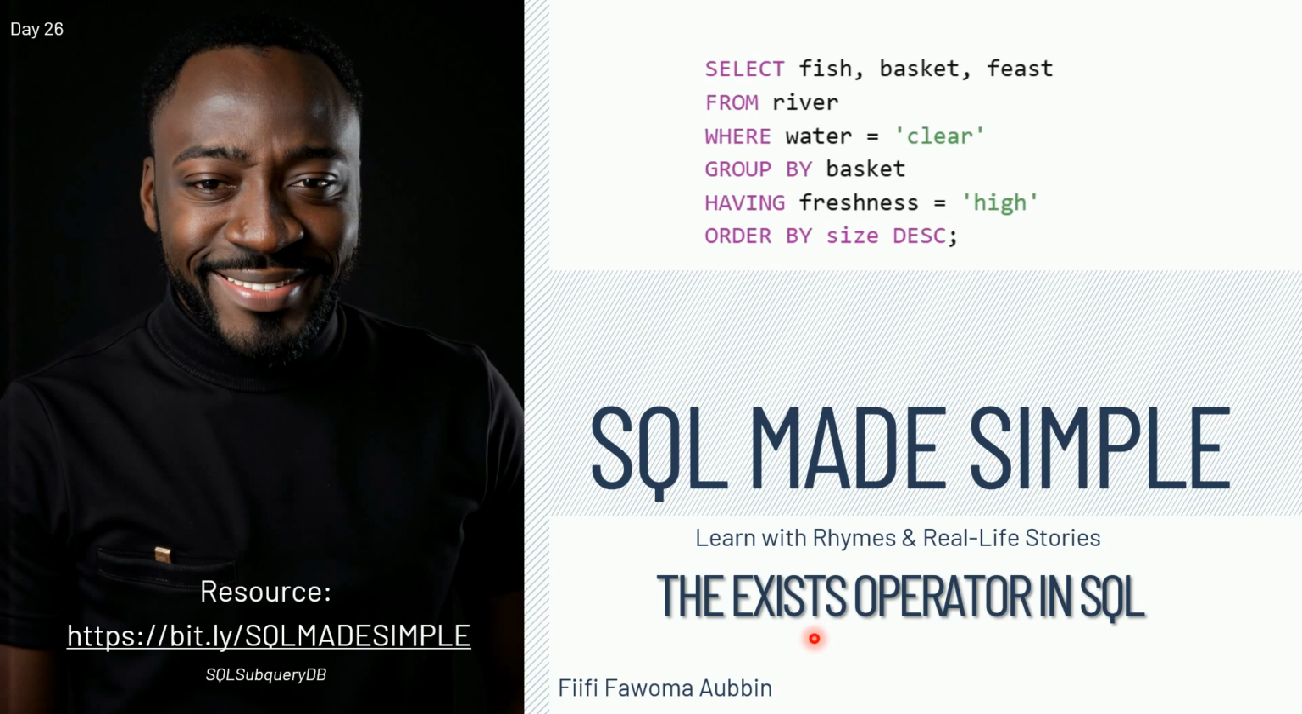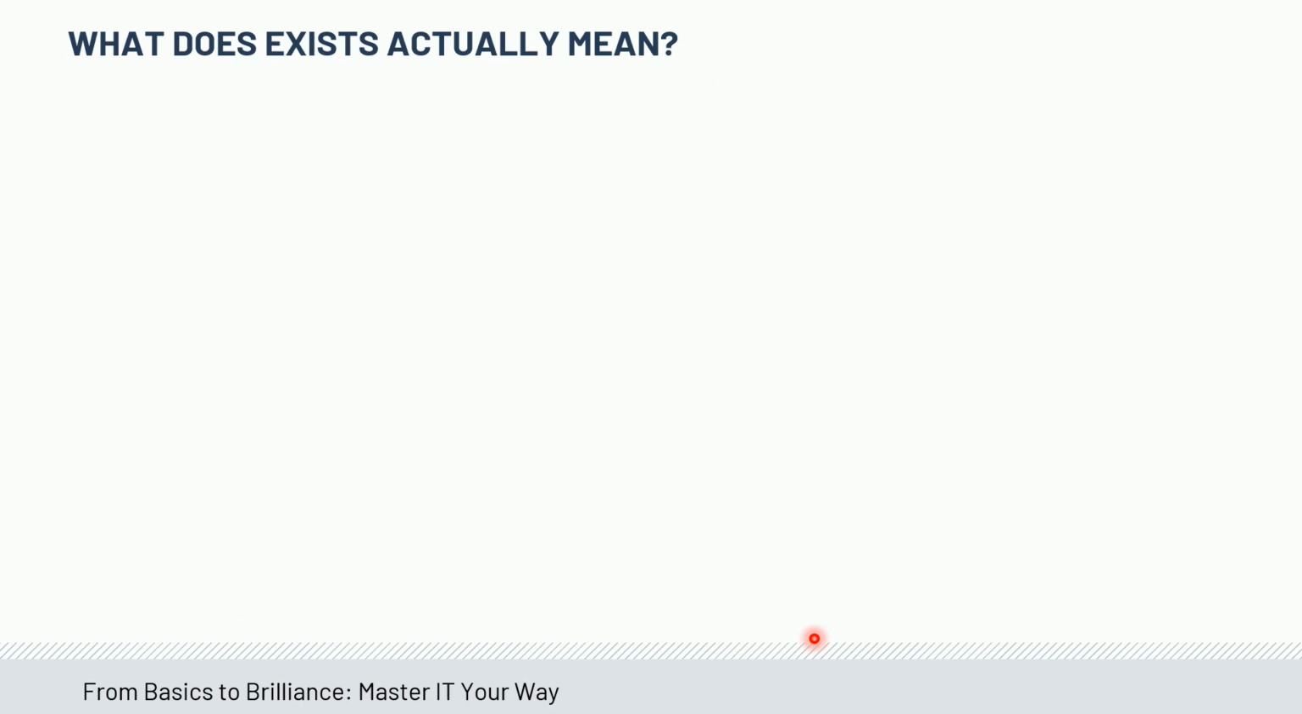So EXISTS in plain English is just the fact that something is present. So if it exists, then it means it's present. So let's look at how this can be used in SQL when we are writing our subqueries.